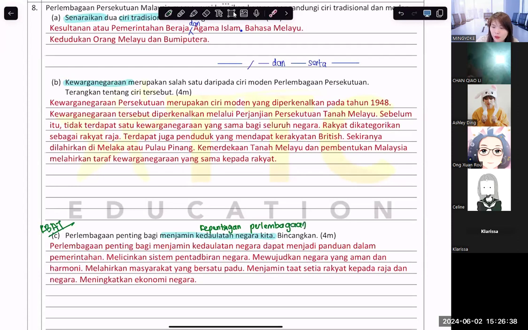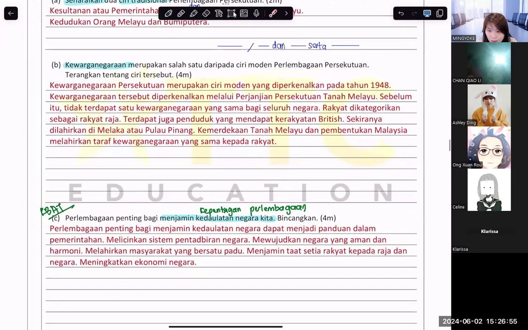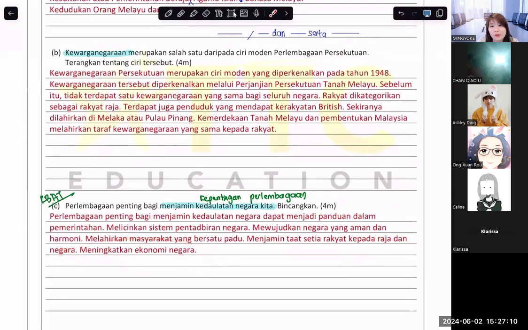Then you put first, perlembagaan penting bagi menjamin kedaulatan negara, dapat menjadi panduan dalam pemerintahan. Melincikan sistem pentadbiran negara supaya mewujudkan negara aman dan harmoni. Melahirkan masyarakat yang bersatu padu, dapat menjamin kesetiaan rakyat kepada raja dan negara. Seterusnya, negara aman dan harmoni also can meningkatkan ekonomi negara. You can fakta huraian all the way. 4 marks only.